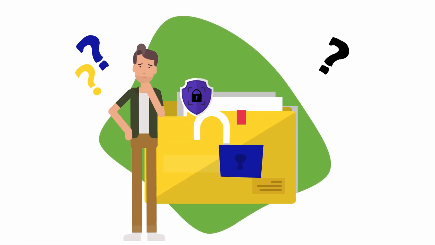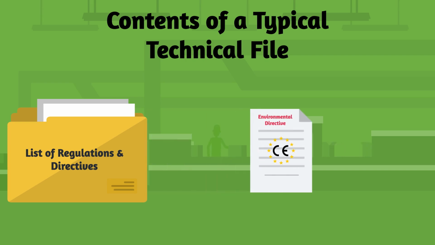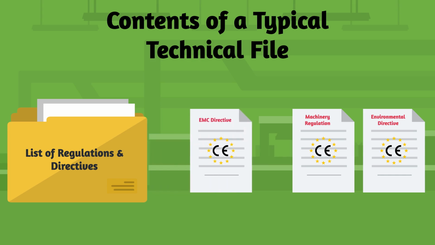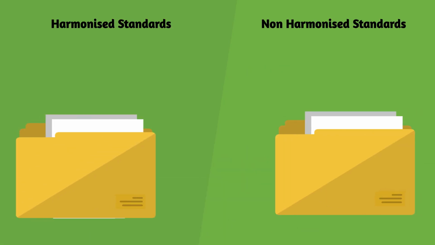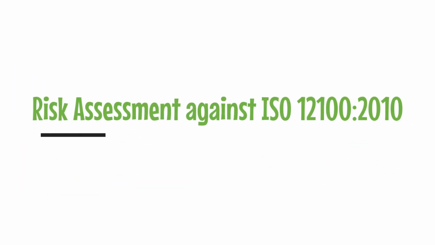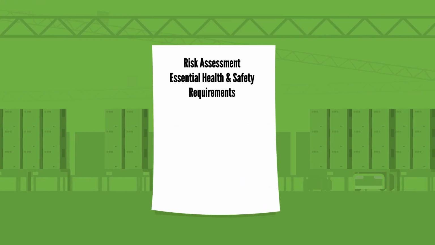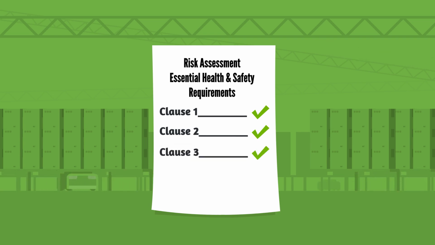What does the average typical technical file include? A list of regulations or directives that apply to the product or assembly you wish to CE mark, remembering that there could be multiple regulations or directives that apply to the design of the product or assembly. A list of harmonized standards or non-harmonized standards used to demonstrate compliance. Risk assessment against ISO 12100:2010.